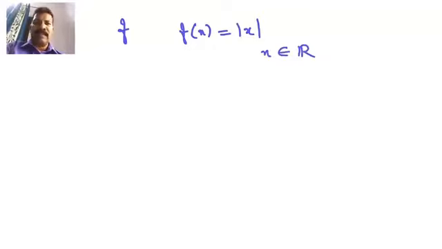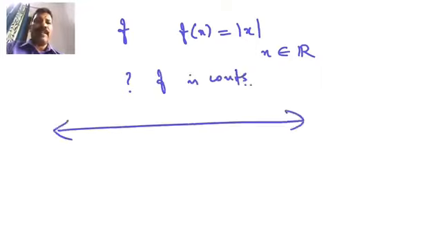Now let us consider the function f defined by f of x is equal to modulus x. Here again x belongs to the set of real numbers. That is, the domain of the absolute value function, or modulus function, is the set of all real numbers. We are going to show that function f, the modulus function here, is continuous. We can divide the total domain into three parts: 0 as a special case, negative real numbers and positive real numbers.